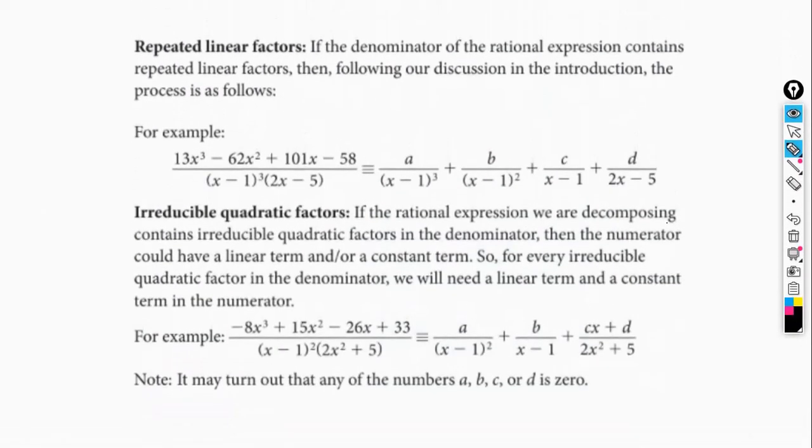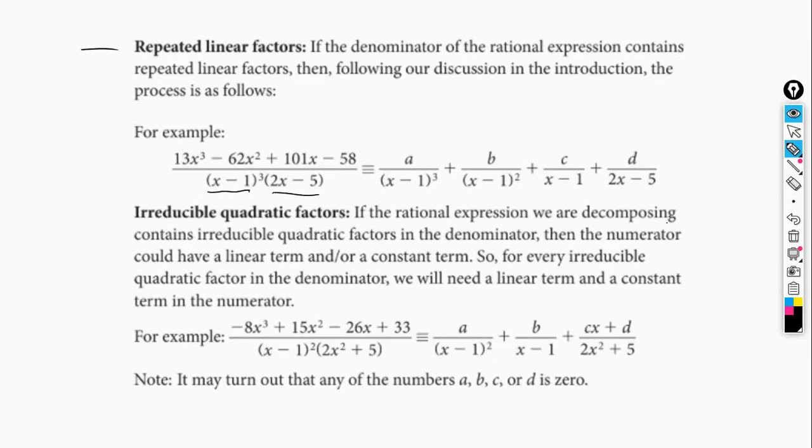So in the next slide, we're going to take a look at a couple of examples of other situations. So first we have the case of repeated linear factors. If the denominator of the rational expression contains repeated linear factors, then following our discussion in the introduction, the process is as follows. So here we have this example where there's a polynomial that is being divided by x minus 1 cubed. So this is the repeated linear factor. This times 2x minus 5.